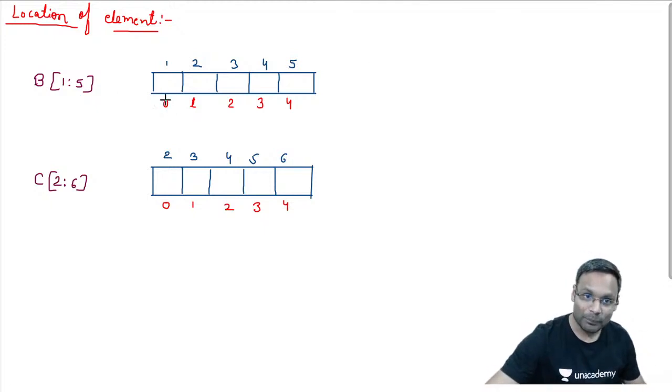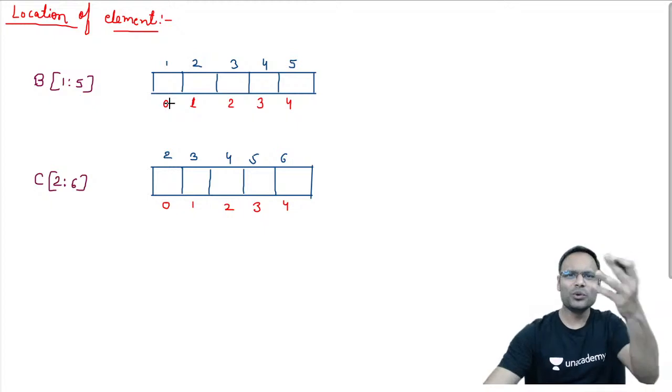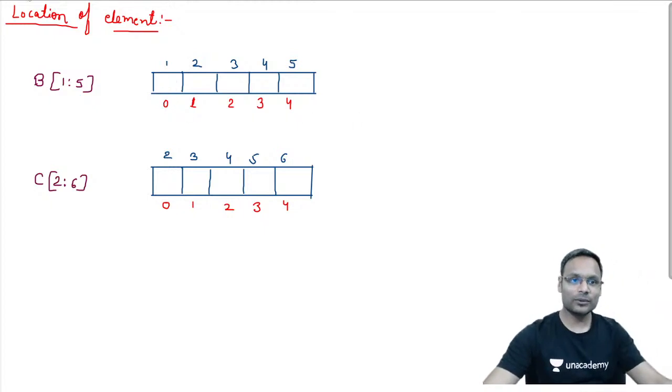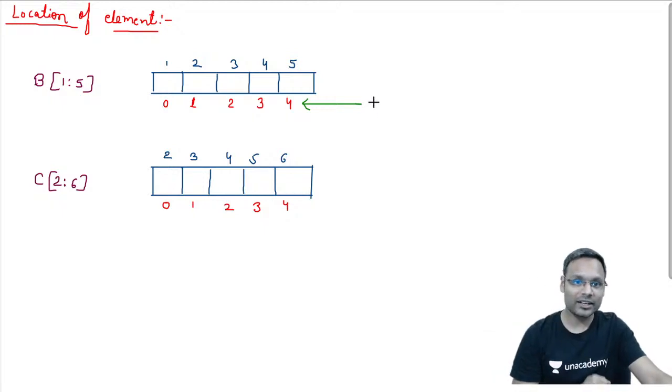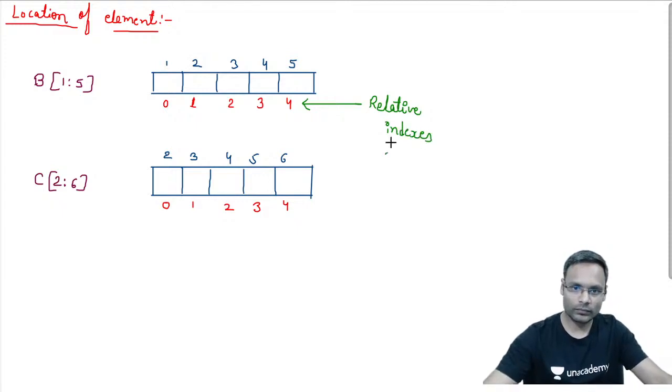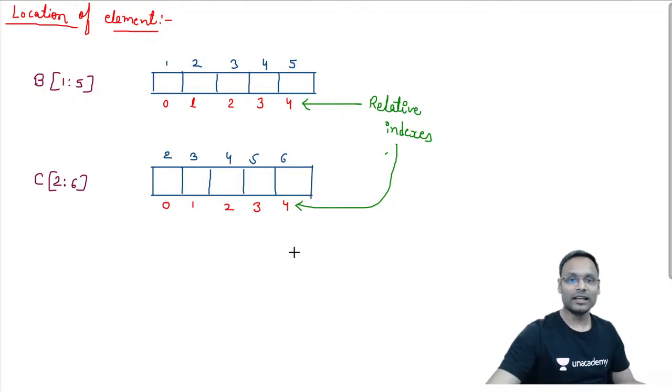Before the very first element, there is no element. So its relative index is 0. I hope you guys are understanding. Are you understanding? This is what exactly interactive study is. So these are the relative indexes. Look at this. These are the relative indexes.